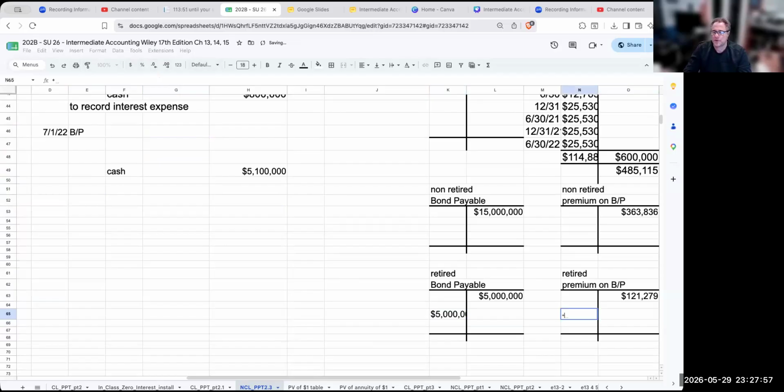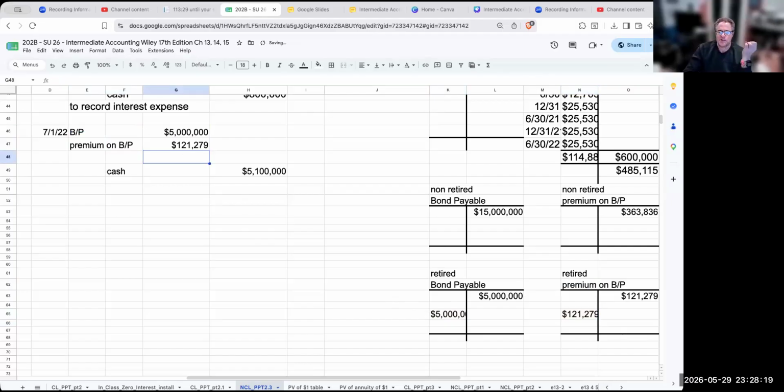And then I'm also going to get rid of the premium on bond payable related to the bonds I'm retiring. So my bonds payable right over here is going to be 5 million. I'm also going to be debiting premium on bonds payable because remember, I need to get these down to 0. So right over here, I've got this part over here, right?